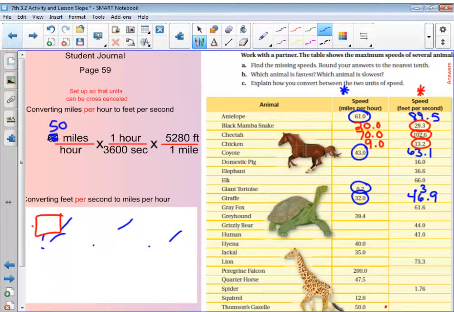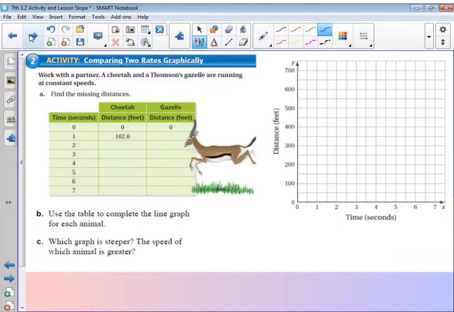On my calculator, let's go 50 times 5,280, and then divide by 3,600. That gives me 73.3, so I'm going to jot that down. Okay, so I have 73.3 for that one, and then my cheetah was the 102.6. So those are the two that I need for my chart. I'm going to jot those down quick.